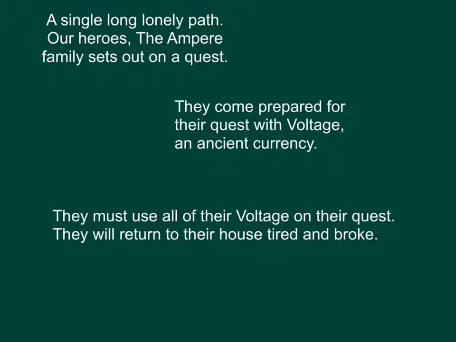It is a single, long, lonely path. Our hero, the Ampere family, sets out on a quest. They come prepared for their quest with voltage, an ancient form of currency. Now they must use all their voltage on their quest. They will return to their house, tired and broke.